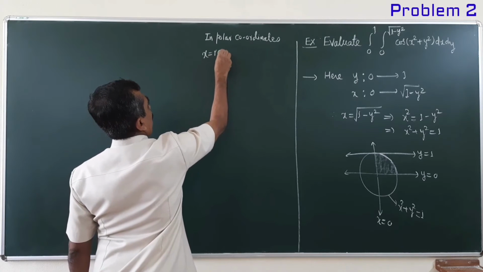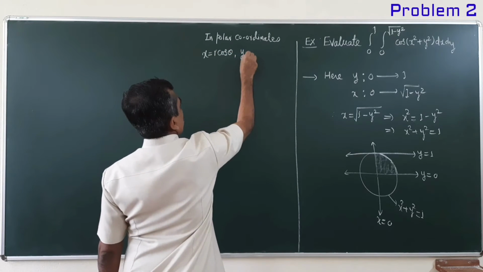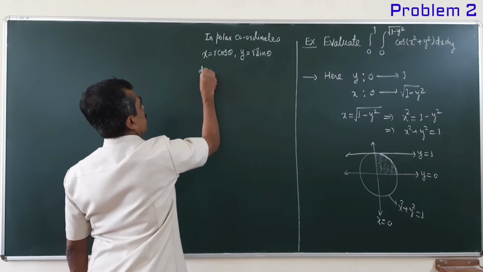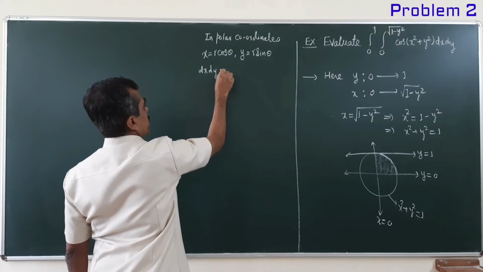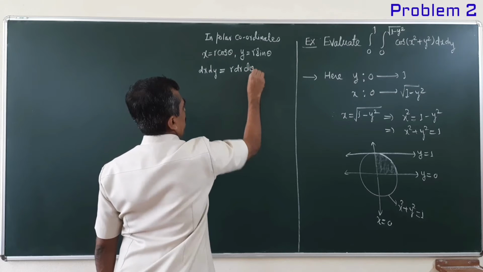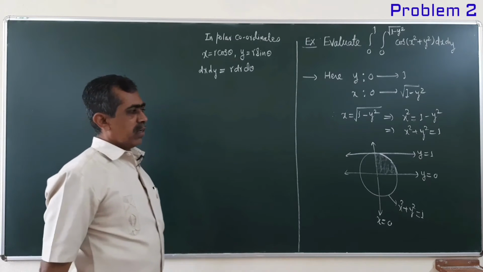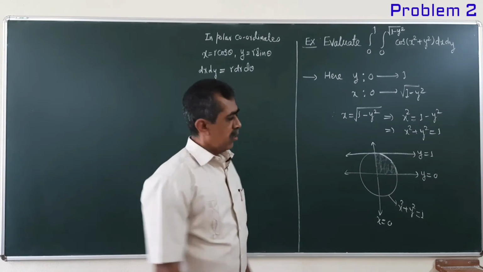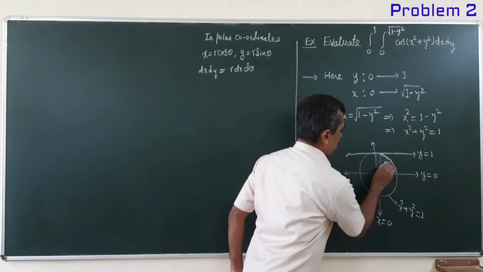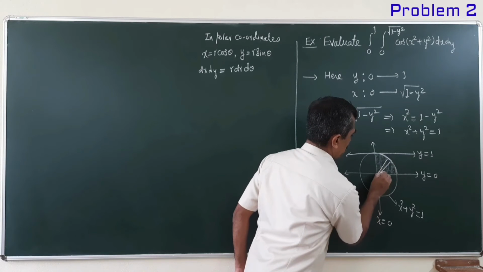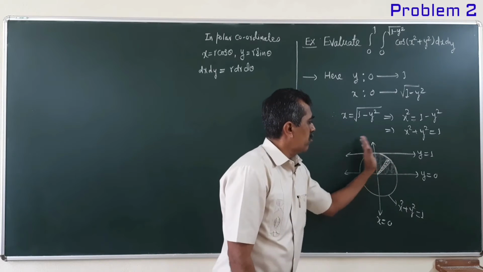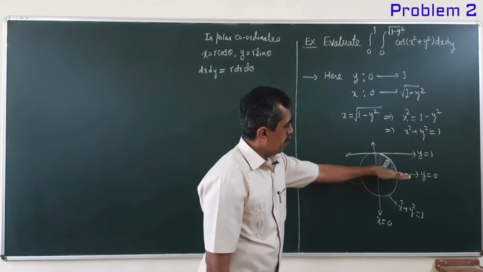In polar coordinates, x is r cos theta, y is r sin theta, and the area element dx dy is the same as r dr d theta. Now we want to find the limits of r and the limits of theta. So this is the domain, and here we have to take a strip. Our strip is this, because we want to cover this portion.